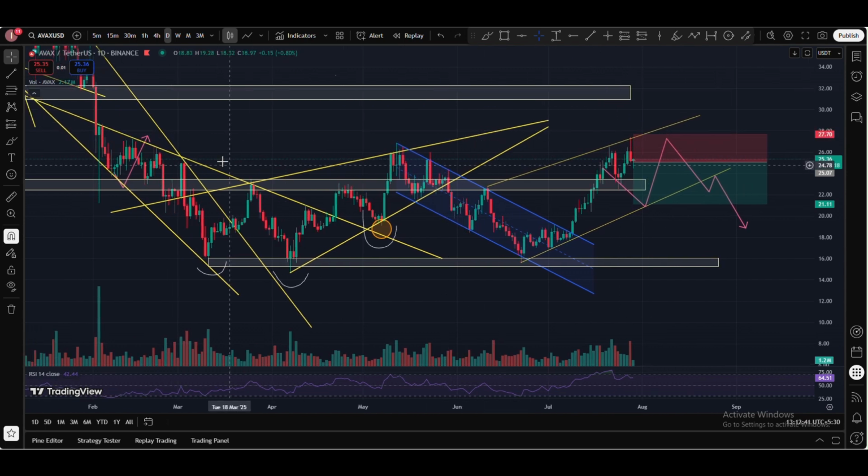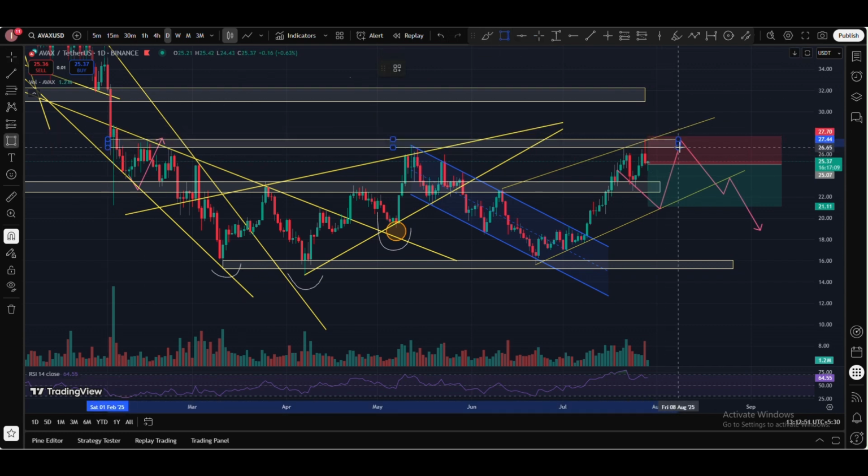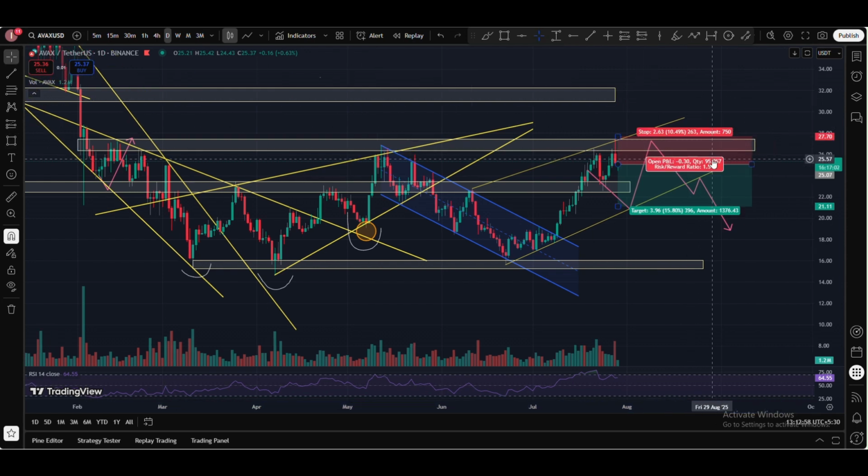Not only that, there is a minor resistance. You can see there is a key area, minor resistance. Therefore, I got the trade opportunity.